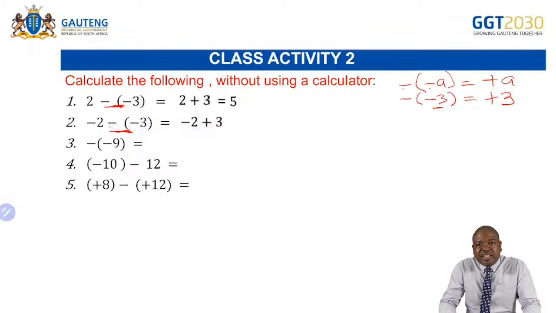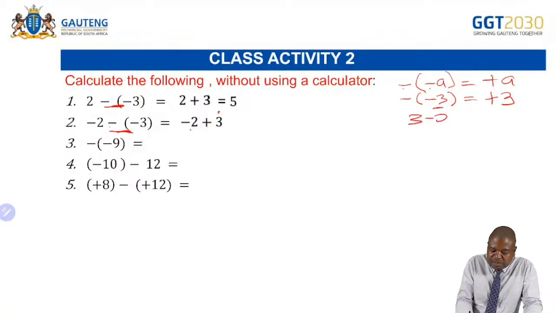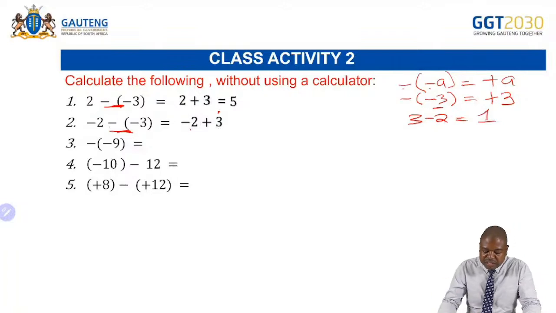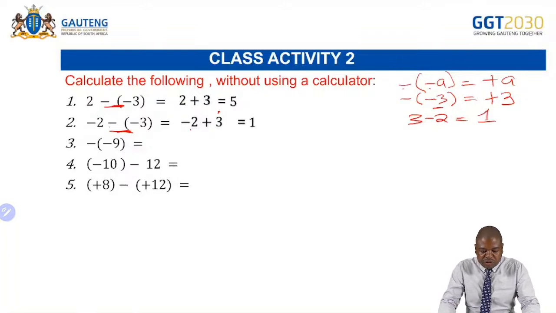You subtract the numbers, and then your answer will have the sign of the bigger number, right? So which number is bigger here? If you are ignoring the signs, it is 3. So if you subtract these numbers, 3 minus 2, your answer is going to be 1. And it's going to take the sign of the number with a greater numerical value, which is 3. So it's going to be +1. So you're going to have -2 plus 3, which will give us 1.